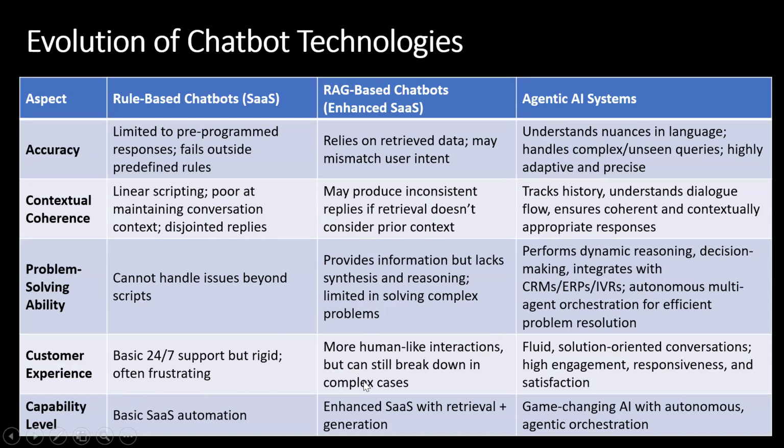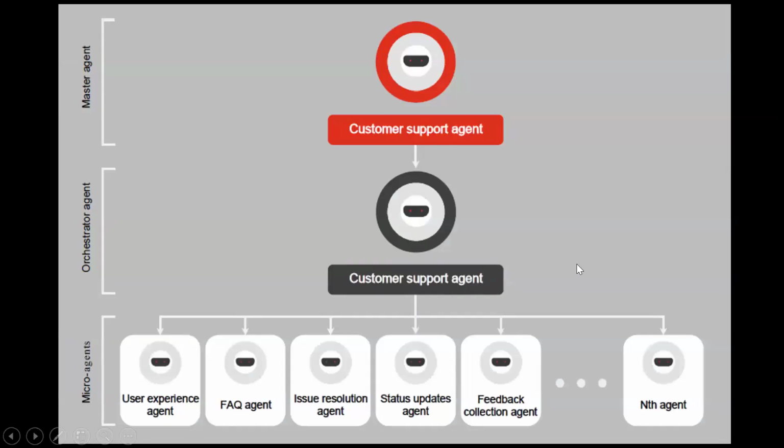More human-like interactions, but they can still break down in complex cases, right? What if I have asked a question which is not in my vector database? Then how to handle such situations? Either it will hallucinate or it may not be able to give you the answers. In the agentic AI system, it's fluid, solution-oriented conversations, high engagement, responsiveness, and satisfaction. Okay, so this is how chatbot technology is evolving over time.